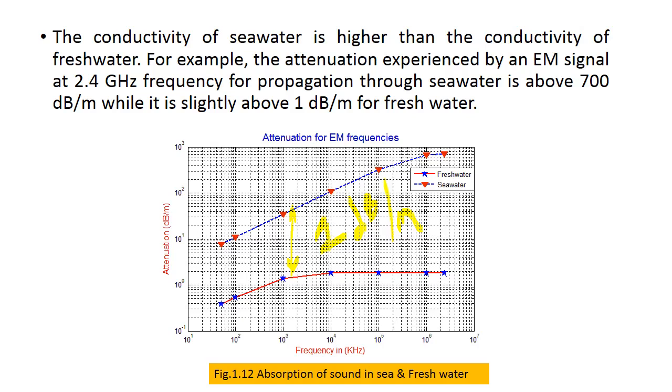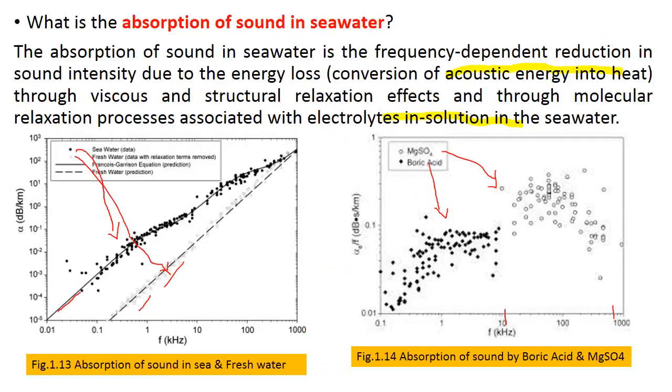What is the absorption of sound in seawater? The absorption of sound in seawater is the frequency dependent reduction in sound intensity due to energy loss. Energy loss in the sense of acoustic energy into heat, through viscous and structural relaxation effects and through molecular relaxation processes associated with electrolytes in solution in the seawater.